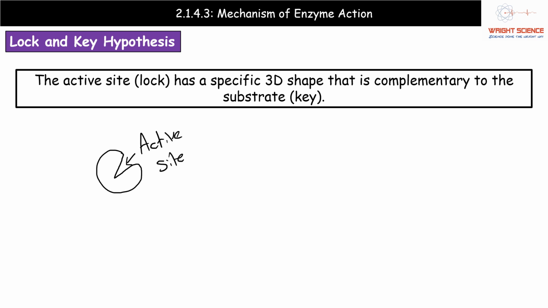Now, the active site is going to act as what we refer to as the lock in this lock and key hypothesis. And basically that means that when we're looking at the substrate, so the thing it's going to have a reaction with, then that is going to be the key. So the active site and the substrate have complementary shapes, and therefore when they combine, it's this perfect fit, so to speak. Hence, lock and key hypothesis. Your key fits the lock.